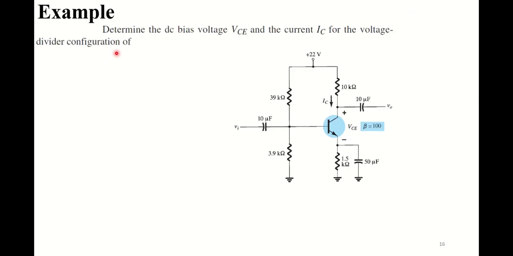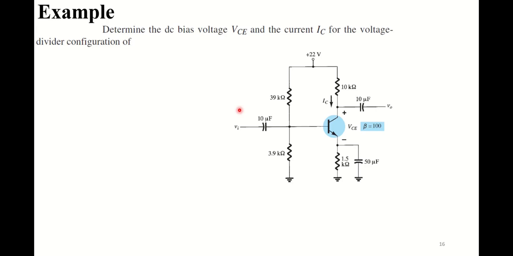Now let us solve an example in which we will solve a voltage divider configuration by using the technique of exact analysis learned on the previous slide. We are required to determine the bias voltage VCE and the collector current IC for the voltage divider configuration shown in this diagram. As discussed on the previous slide, you need to calculate R Thevenin and E Thevenin to draw the Thevenin equivalent circuit of the given voltage divider configuration. We are not going to repeat the derivations of R Thevenin or E Thevenin, but instead we will directly apply the formulas already derived on the previous slide.